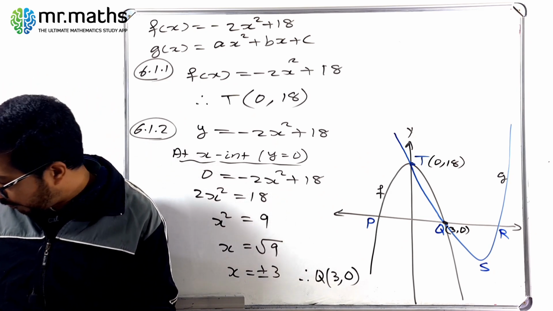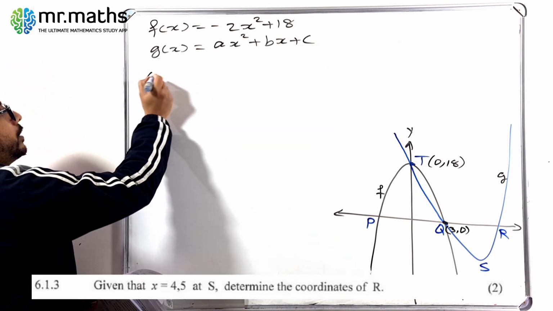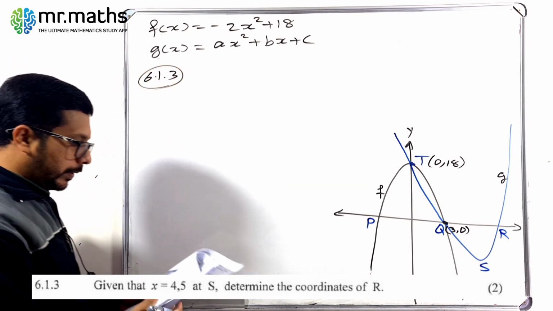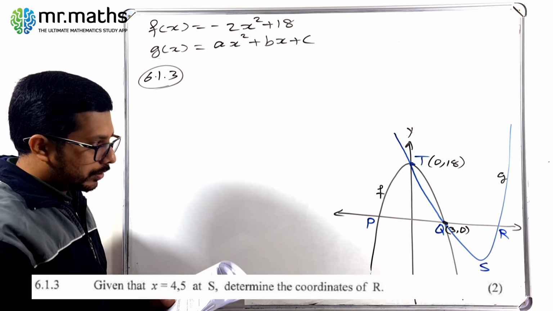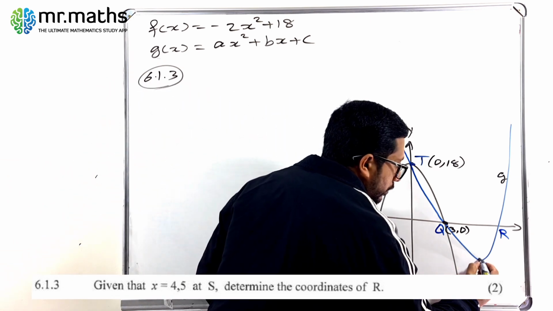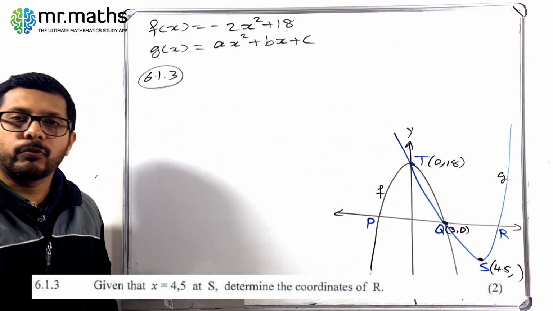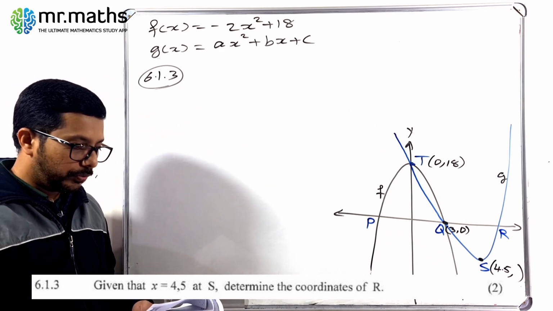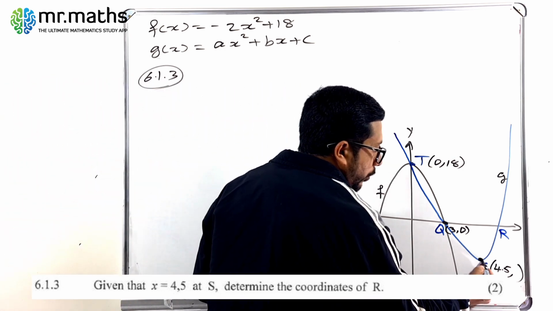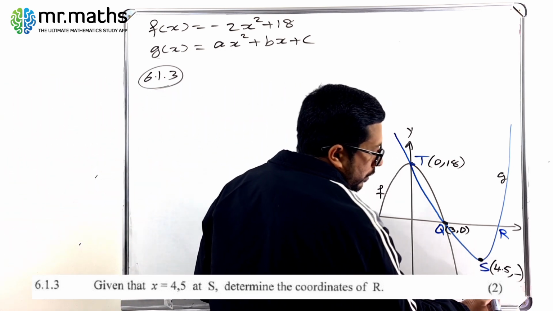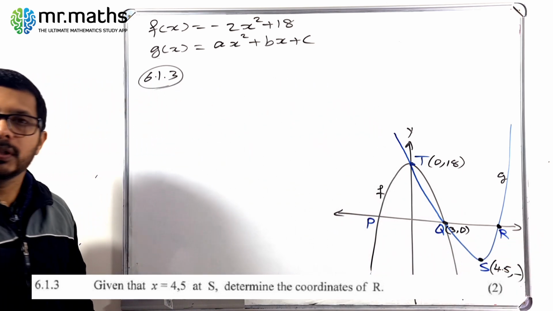Now let's go to 6.1.3. What is that question? Given that x is equal to 4.5 at S. So at this point S, it is given that the x value is 4.5. Okay, and what do you want to find? Determine the coordinates of R. At this turning point S, the x value is 4.5. We don't know the y value, and you have to find the coordinates of R.